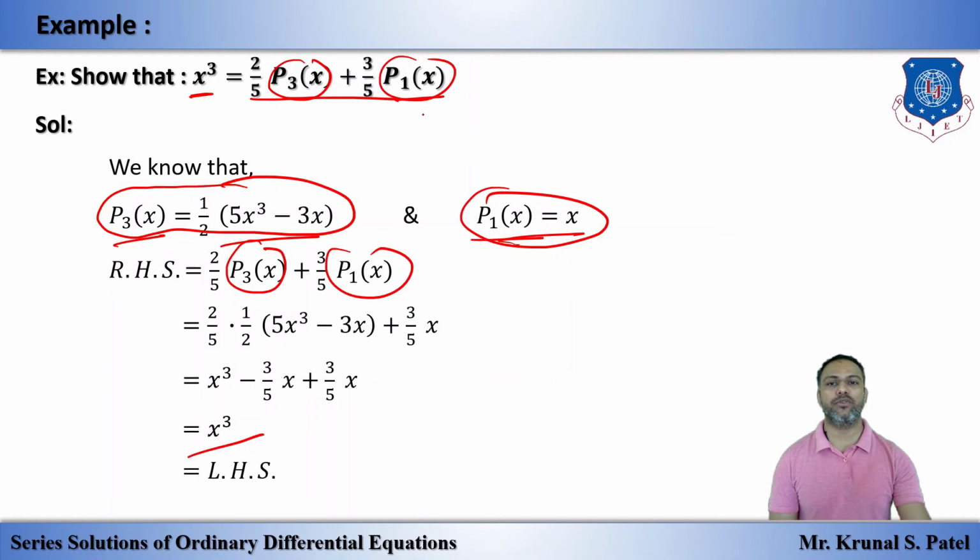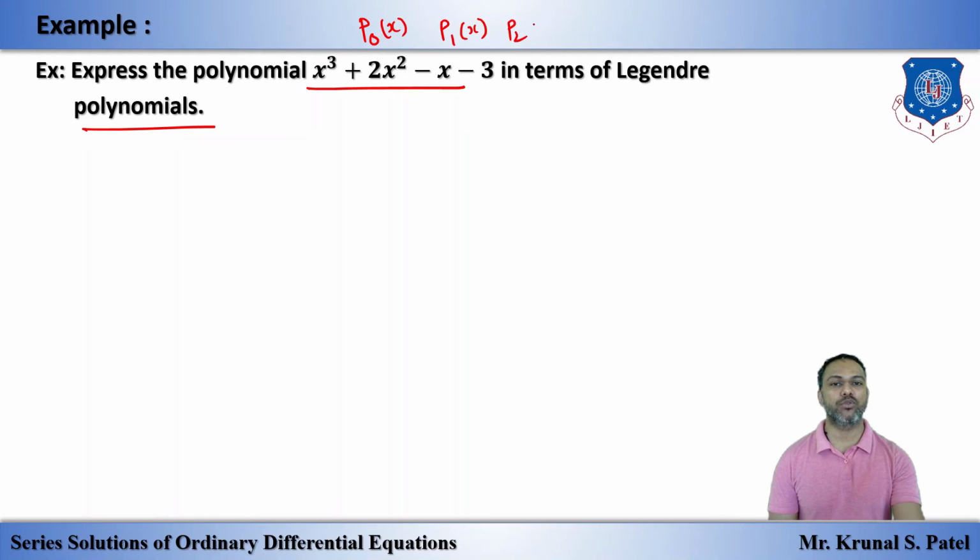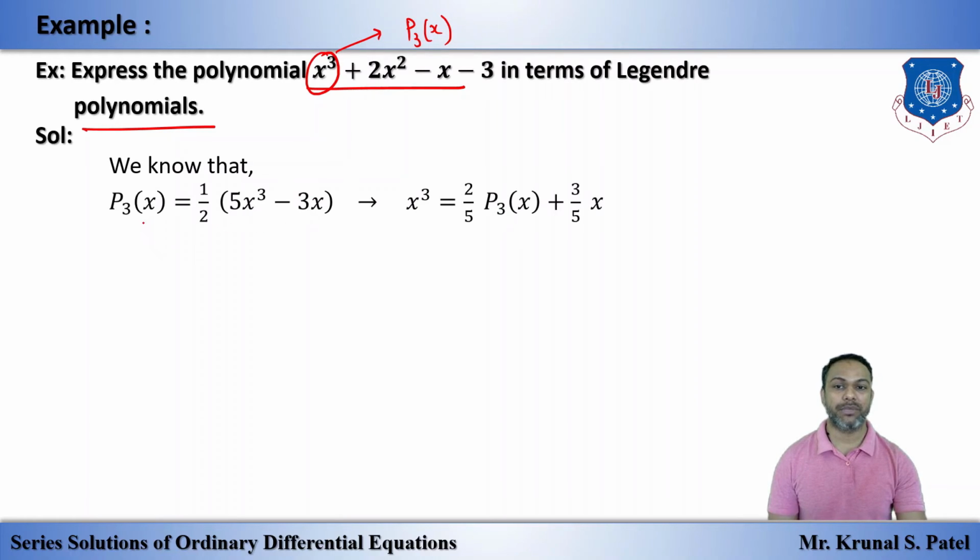Okay, now we have this example. Express this polynomial in terms of Legendre polynomials. That means in terms of P0 of x, P1 of x, P2 of x. But here we have maximum power x cube. So x cube is contained in P3 of x, so we start with P3 of x. The value of P3 of x is this. From this we can make x cube the subject. So we have x raised to 3 is equal to this.